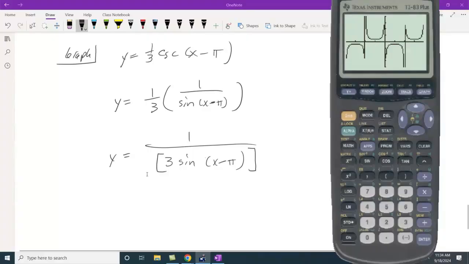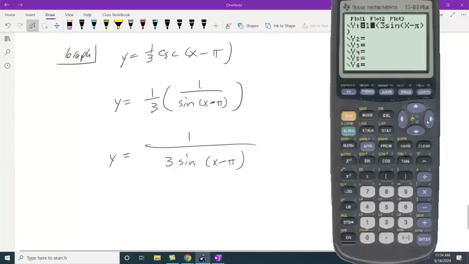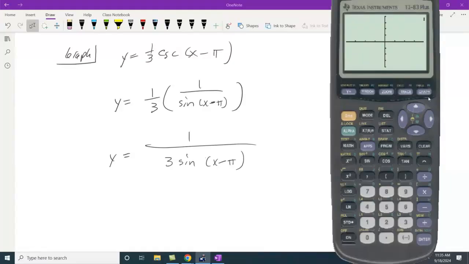Now here's what happened if you didn't put the set of parentheses. And this is what the calculator is going to do. It's going to divide 1 by 3, and then it's going to give you the sine function. So let's just say if I didn't use a set of parentheses for the denominator, it's going to give me a continuous graph instead of a discontinuous graph.